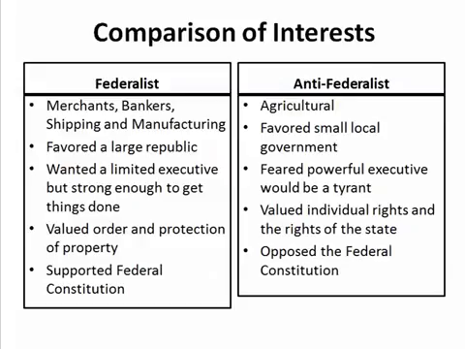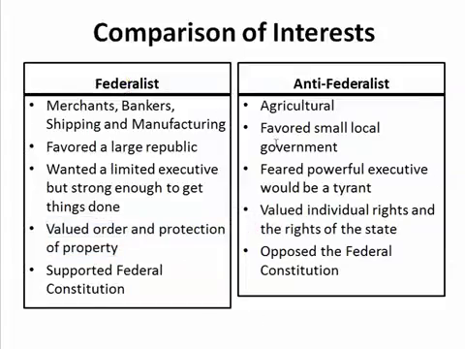So who were they? The Federalists were merchants, bankers, shipping, and manufacturing interests. They're going to support this new federal constitution. They're going to want it ratified, and they're going to favor a large republic, and they want an executive that is limited, but not too strong and not too weak either. And they're going to value order and protection of property over anything else.